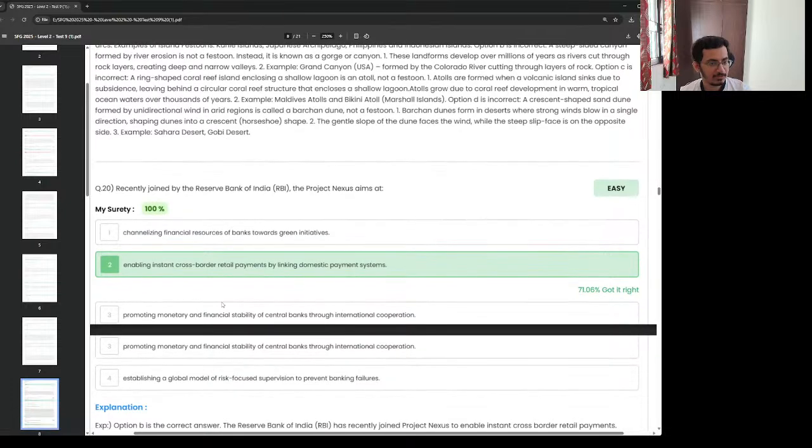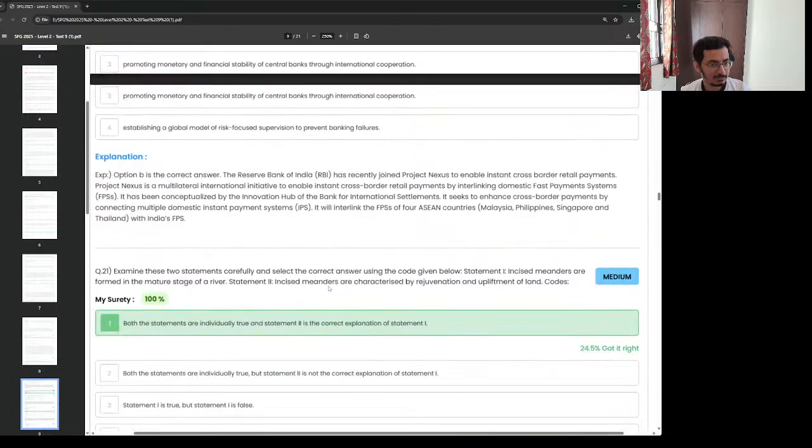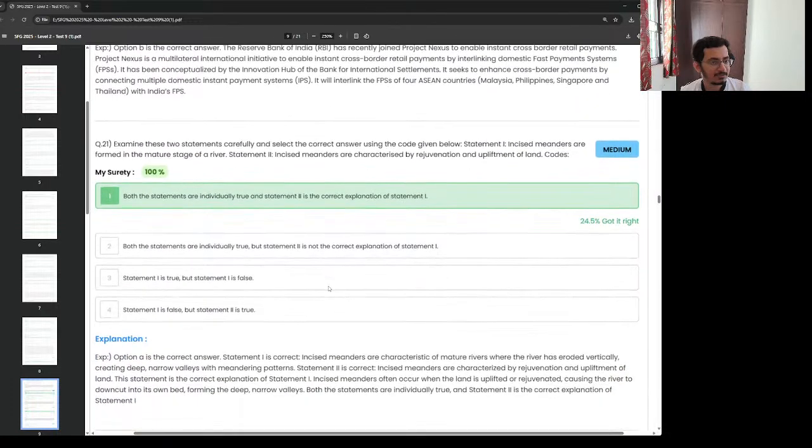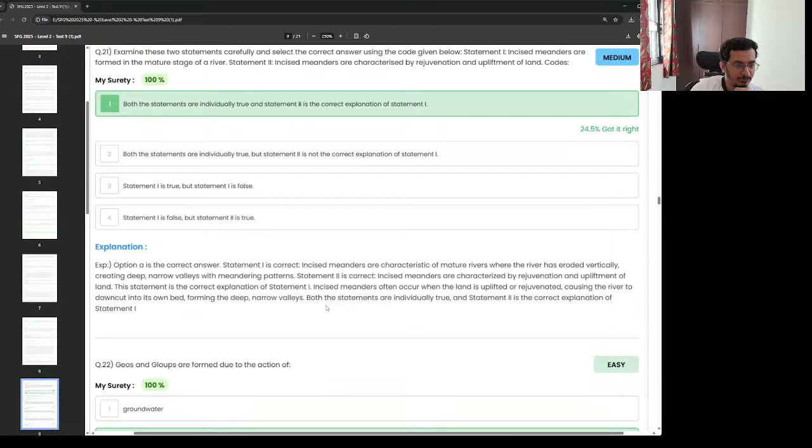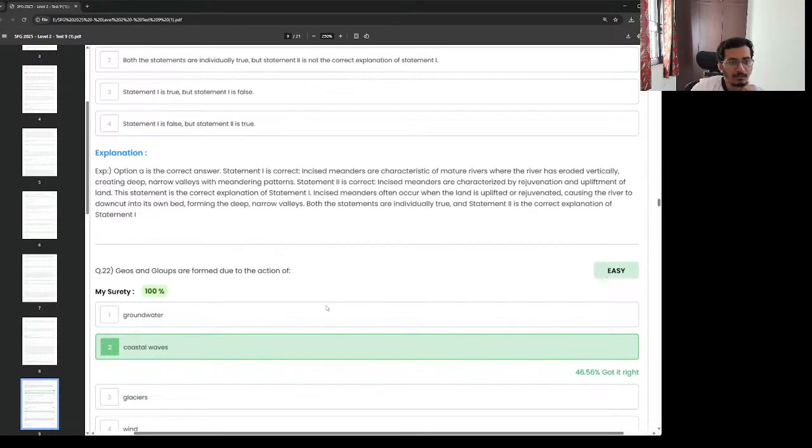Then the 20th question, Reserve Bank of India, the project says they are trying to do some cross-border payment thing. Then the next is, examine these two statements carefully. First is, incised meanders are found at the mature stage. I feel like this is a previous year question of some CDS or something. Incised meanders are characteristics of mature rivers. Basically, it's a meander within a meander or something like that.